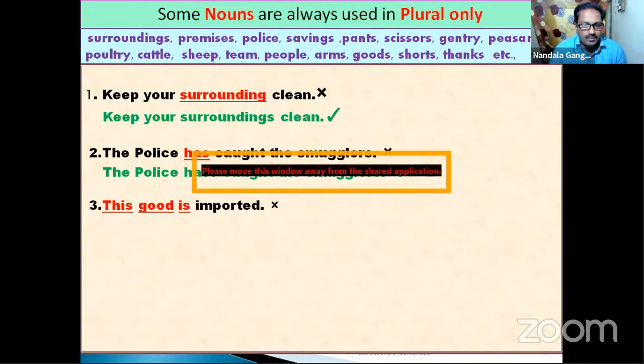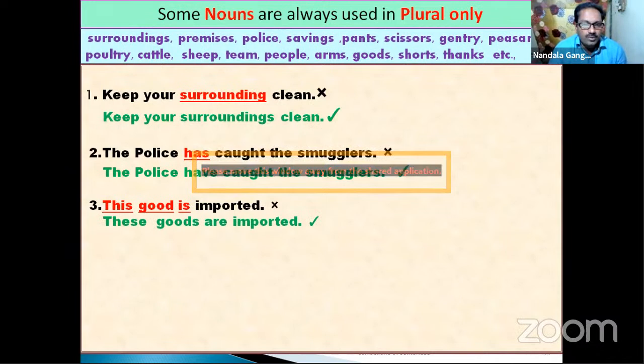This good is imported. Here good means well, because it is used as an adjective, but at the subject place we need only a noun or pronoun. What is the noun for good? These goods are imported. Goods means products and commodities. Good is an adjective. We should not use it in the place of subject. So goods is used as plural. Whenever you are using singular, you can say this. But here goods is plural, so we have to use these. These goods are imported.